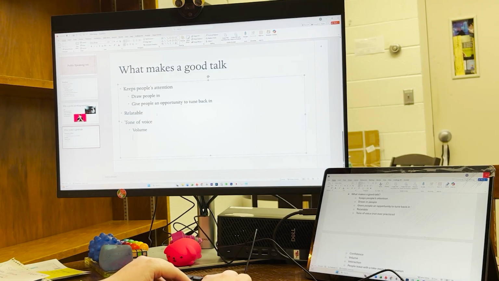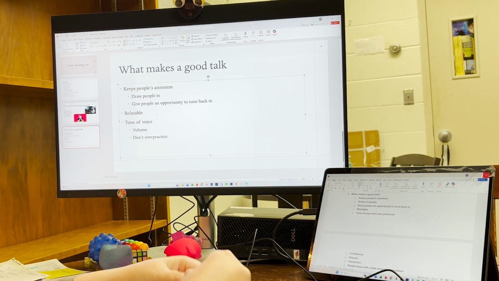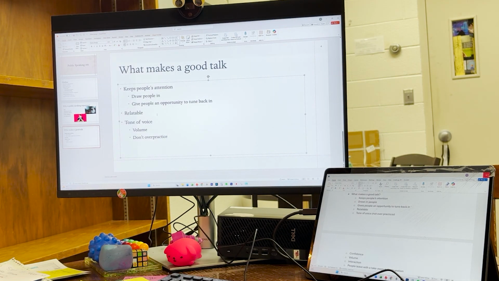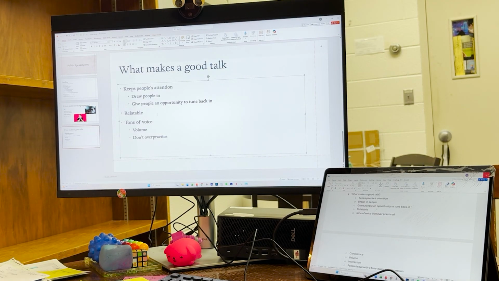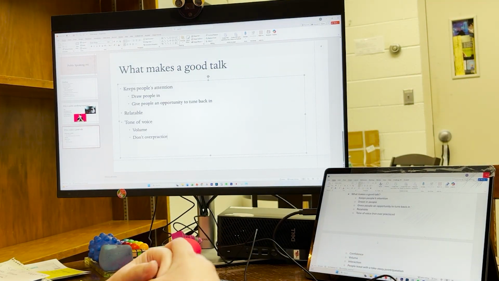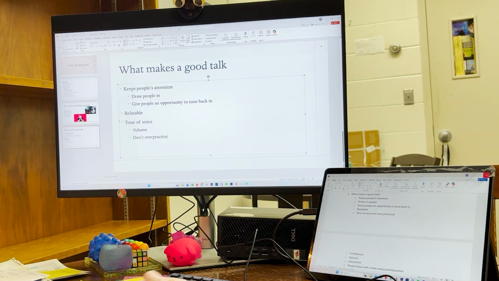You also don't want to sound over practiced. This means sounding like you are sticking to a particular script. A great way to avoid this is to practice your talk using different words. I really don't encourage people to write scripts. I encourage things like outlines and bullet point notes where people know the points that they want to hit.